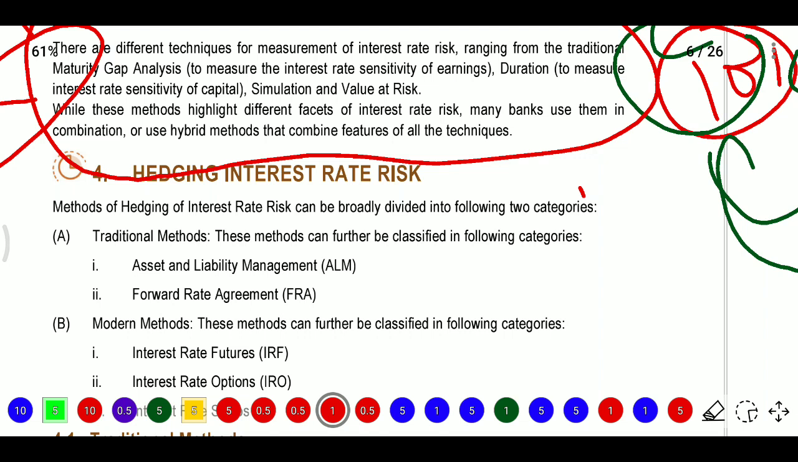For hedging the interest rate risk, we have two methods. One is the traditional method, and another is the modern method. In the traditional method, we have asset and liability management, and another one will be fixed rate of interest.